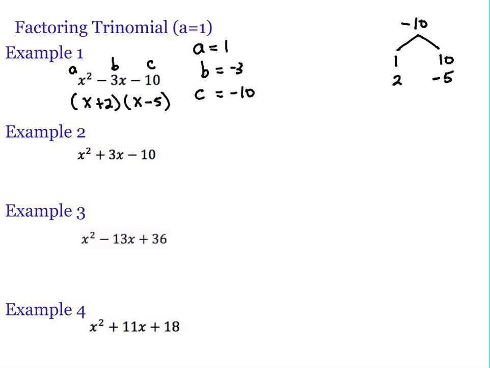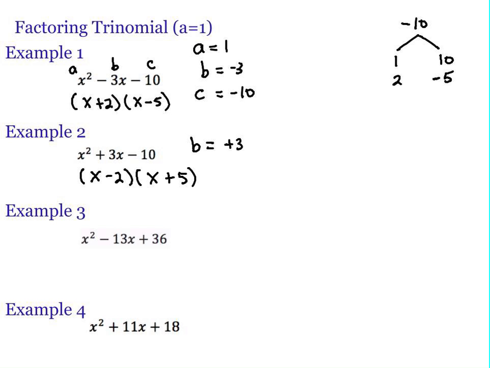In the second example, the problem is almost identical. However, the b value is +3 instead of -3. So the only change that makes to example 1 is that the sign of the 2 and the 5 have to switch. So this problem would factor into x minus 2 times x plus 5.